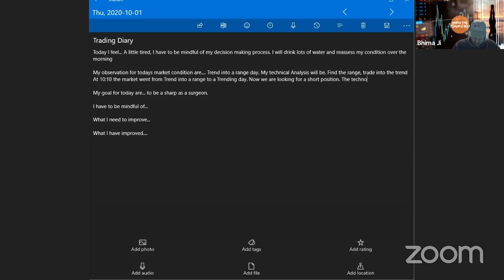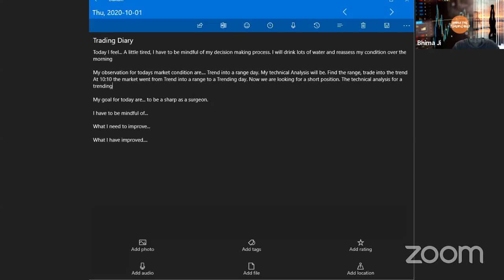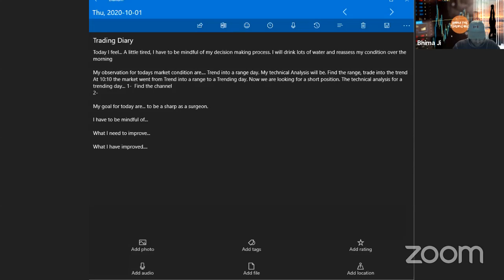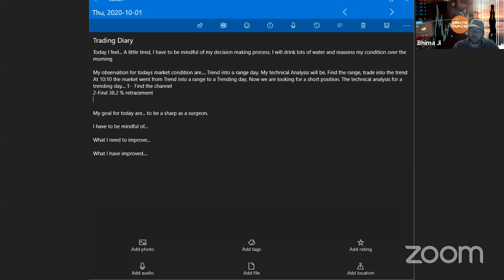The technical analysis for a trending day, right? Find the channel. Find the 38.2% retracement. Find reversal lines. Zone of support and resistance. There you go.